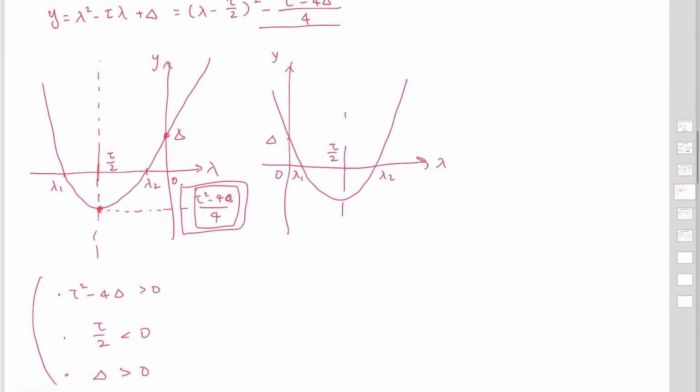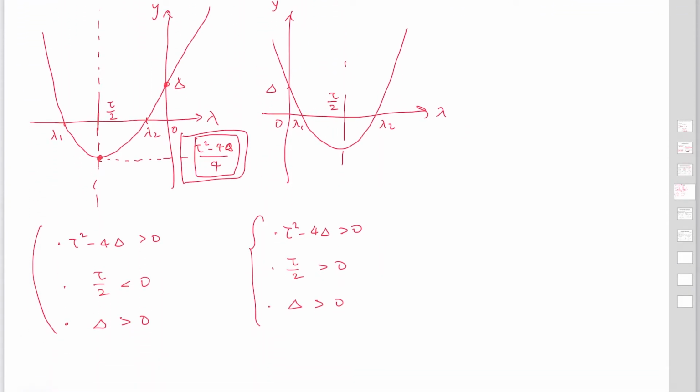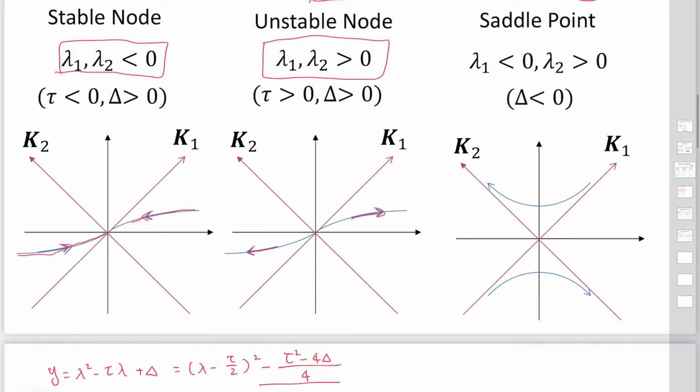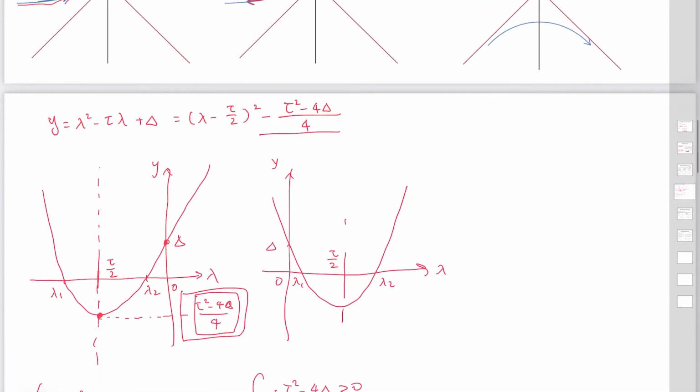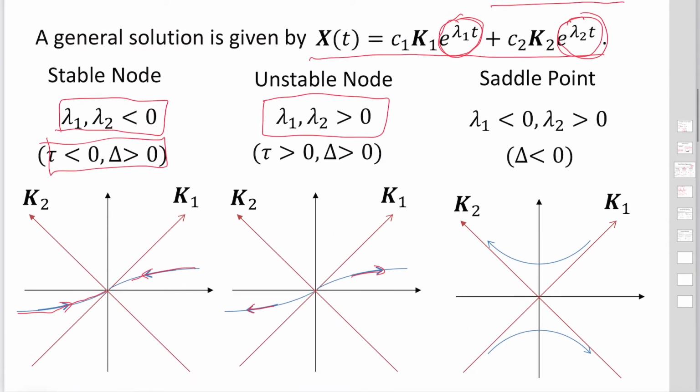So in this case, three conditions need to be satisfied: tau squared minus 4 delta positive, the axis placed on the positive side, and delta also has to be a positive quantity. This is the condition for positive eigenvalues. So from this part, you can find that tau is negative and delta is positive. So this corresponds to these conditions. And then from here, tau is positive and delta is positive. So from here, we could find this condition.